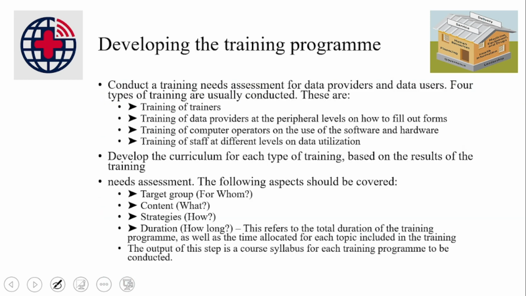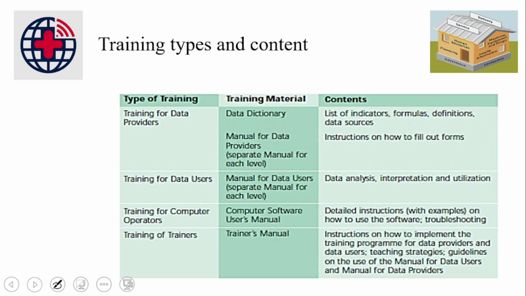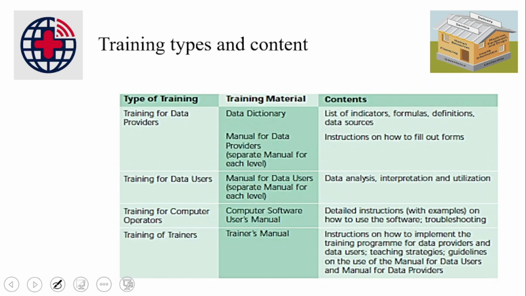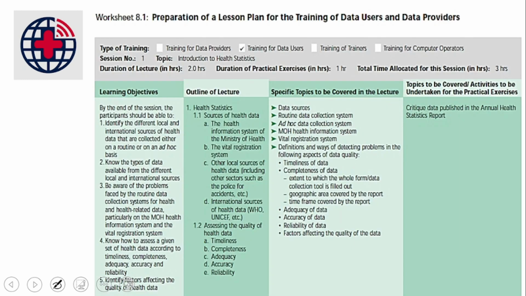The next thing would be developing a training program. You can develop a training program at the level of managers. You can develop a training program for data providers at peripheral level. You can train the computer operators, you can train the other staff. Identify who your target group is, what is the content of the training that you're going to give, what will be the strategies in this training, and what would be the duration of this training. Training types can be very different from one another. They can be very small trainings, very lengthy trainings.